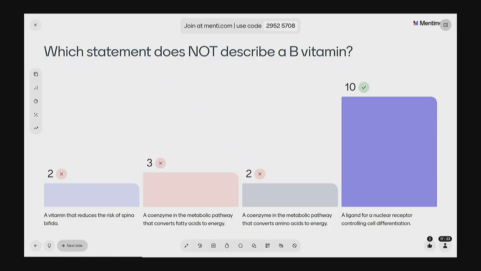A coenzyme in a metabolic pathway that converts amino acid to energy. We did see this as well, if you recall yesterday, how it plays a role in deamination and in other pathways. And it's also a coenzyme in the metabolic pathway that converts fatty acid to energy. That is correct. And the first one says it's a vitamin that reduces the risk of spina bifida. That is a wrong response, because folate is a B vitamin and it does that. Folate is responsible for neural tube defects, and spina bifida is an example of that.